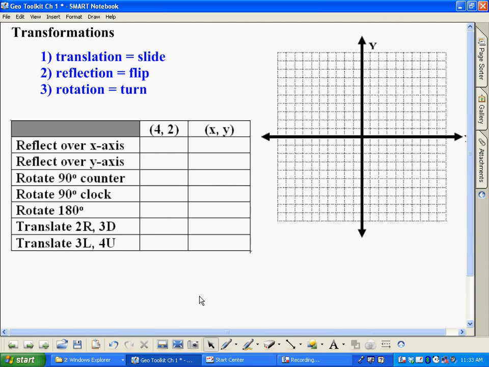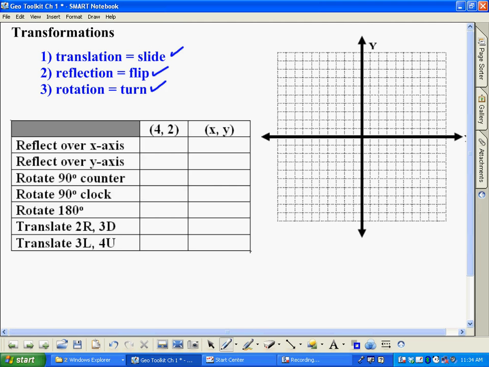Alright, we're going to be taking a look here at what we call transformations, and as the word suggests, we're going to be taking things and transforming them, shapes that is. So we have three types. The first is called a translation or a slide, where you take a point or a series of points and you slide them. We also have what's called a reflection or a flip, and finally we have a rotation or what we call a turn.